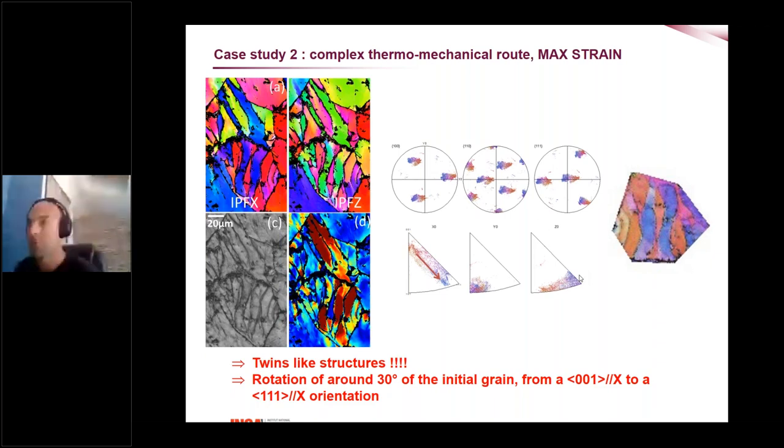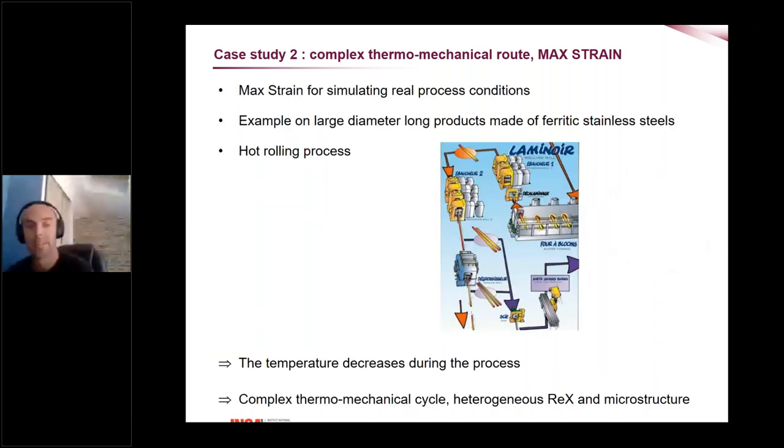So that was the first stressors. Here, as you can see, it was just for fun. That means, okay, putting one sample inside and seeing what the MAXstrain can do. However, once again, the idea was to be able to reproduce a real process in order to optimize the parameters. So this is the second part.